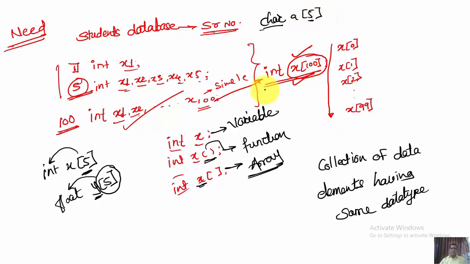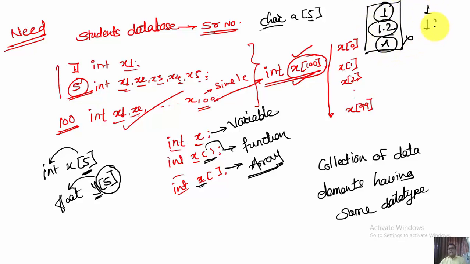So again, what is an array? An array is basically a collection of data elements having the same data type. It's not like one value is 1, the second is 1.2 and the third is a. We can't call this an array. Why? Because the data type of 1 is different, 1.2 is different and a is different.